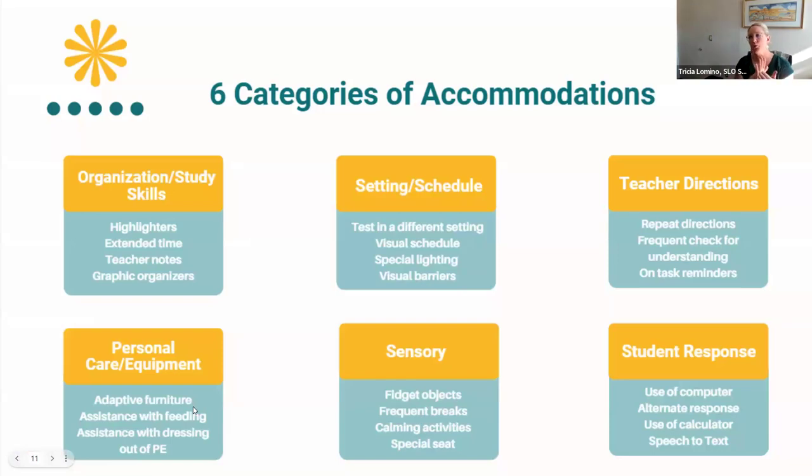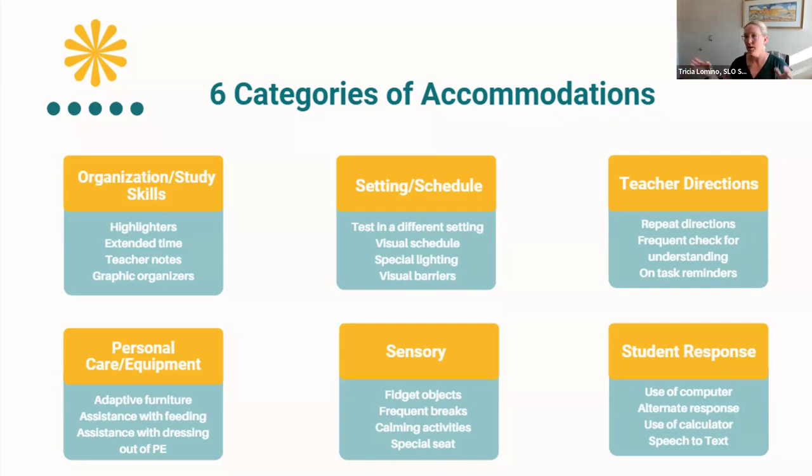Okay, so we can also think of the accommodations in about 6 different categories. First, a category of organization and study skills. Does the child need highlighters, a graphic organizer, teacher notes, which is a big one? Do they need things to help them stay organized and to be able to perform the study skills that we want them to?